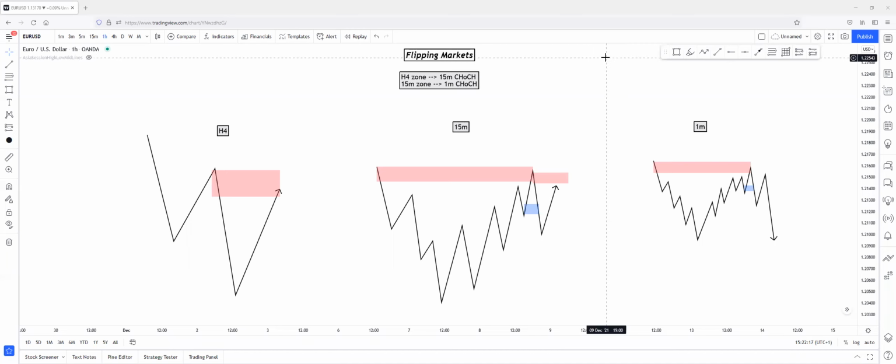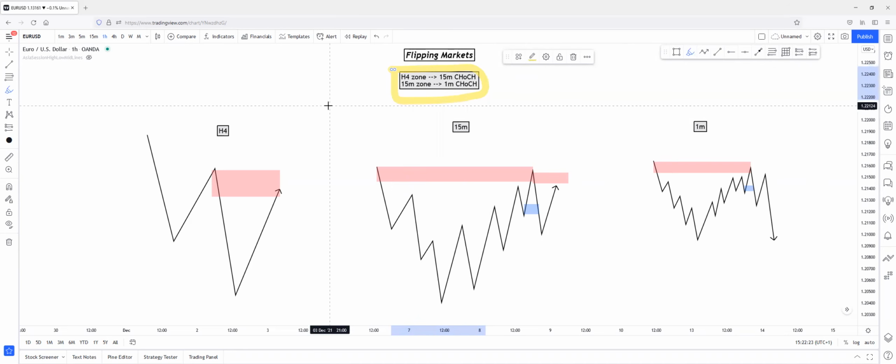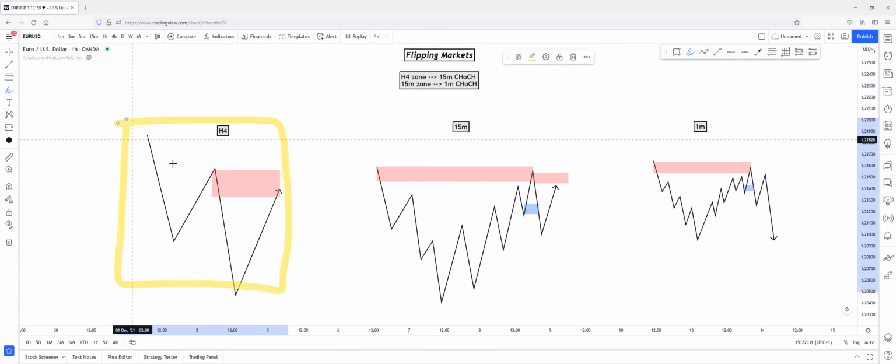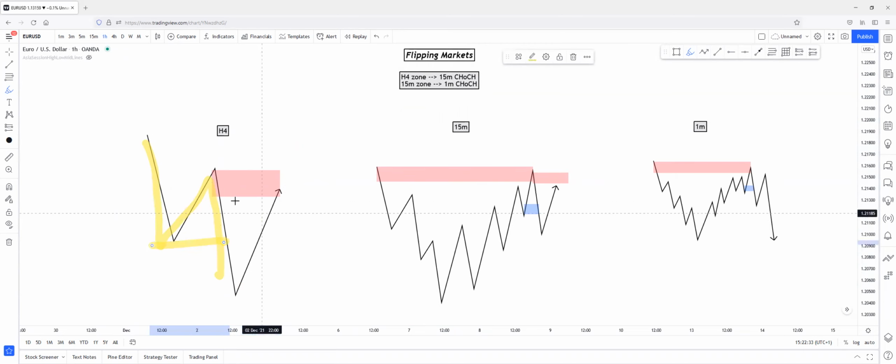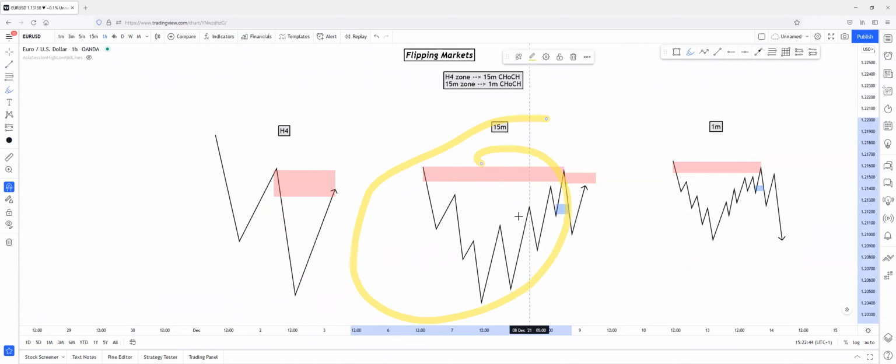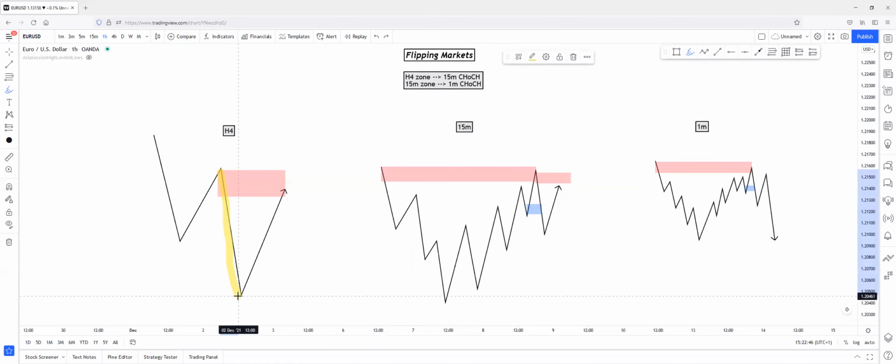Okay, let's see a counter example. So we have a criteria for the zones here. If you see a 4-hour zone, you will have to wait for a 15-minute change of character inside of the 4-hour zone. So as you can see, we have this 4-hour structure here, breaking structures to the downside, creating a series of lower lows and lower highs, and creating supply zones. Price created this 4-hour supply zone, and price just tapped into this zone. This will look like this on the 15-minute chart. So this leg and this leg will look like this on the 15-minute.